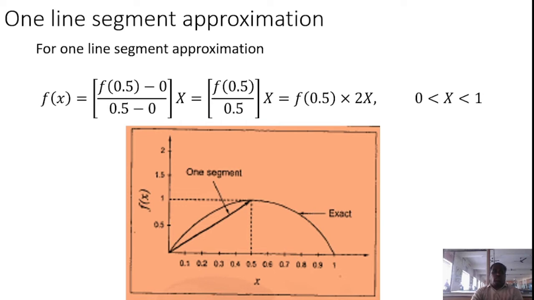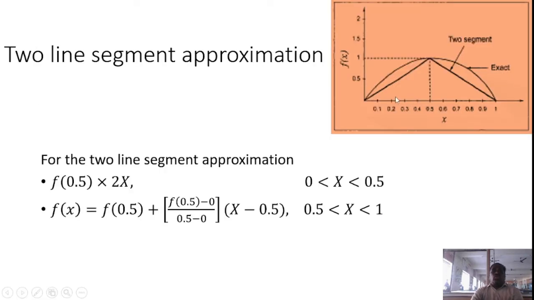So that I can move this problem with the two line segments. Here you see the problem starts from 0 and ends at 0.5, and I can also introduce another line segment which starts from 0.5 and ends at 1. So this problem can be solved by two line segment approximation. I already solved one line segment approximation, which gave f of 0.5 into 2x. What about the line that starts from 0.5 and ends at 1, which is the second segment?